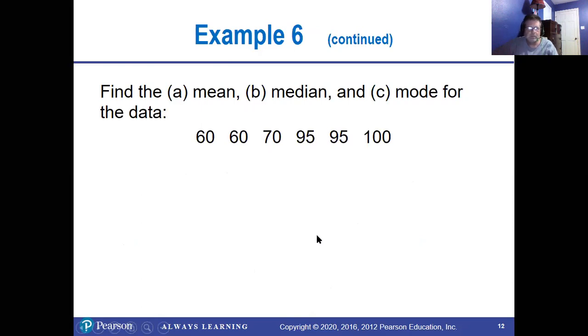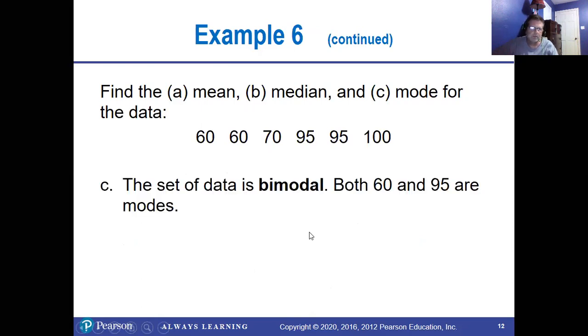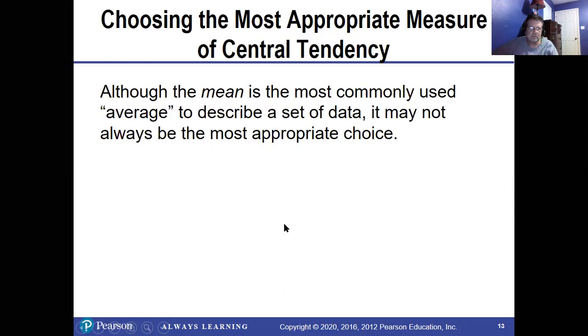And then the mode: which one happens the most? Notice 60 happens twice and 95 happens twice. So this data is actually bimodal, because 60 and 95 happen the most times. If you only have one number that keeps repeating, it really doesn't have a mode. You could have two numbers, three of one and three of the other. That's fine too. That type of data doesn't usually help you any, but it is possible.